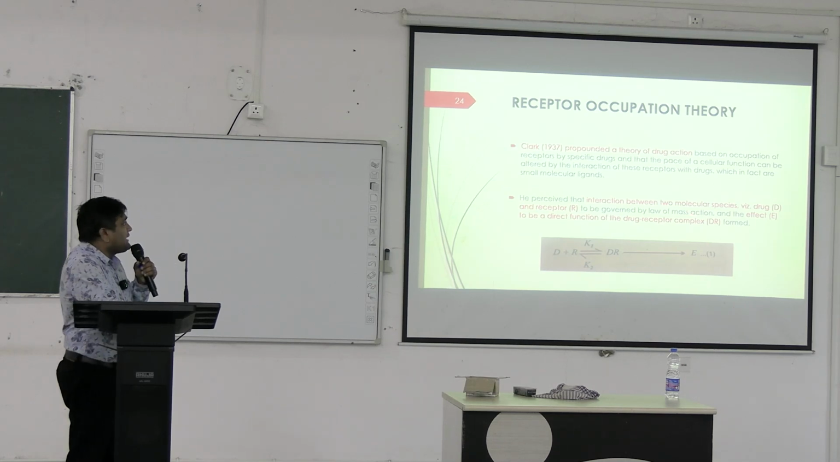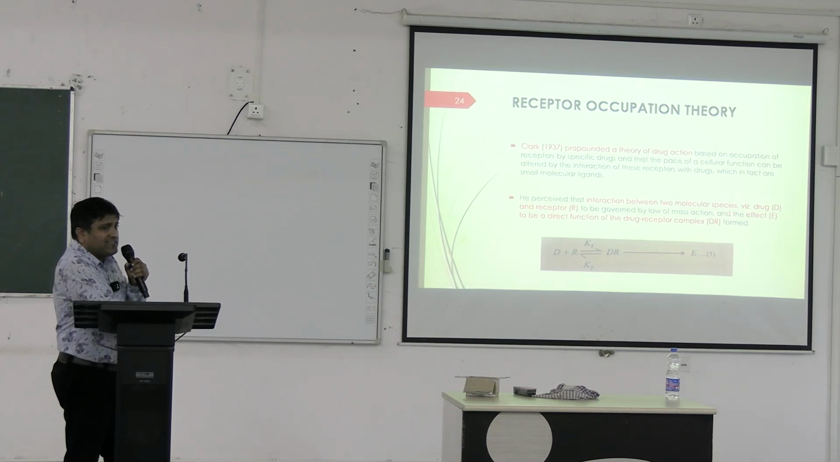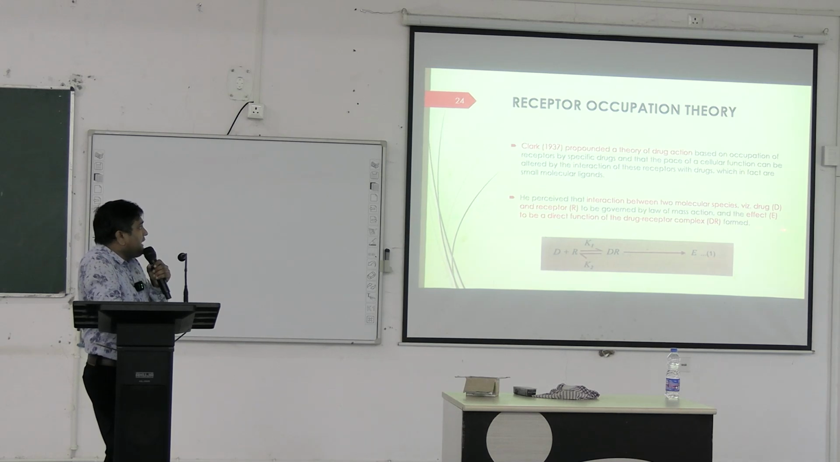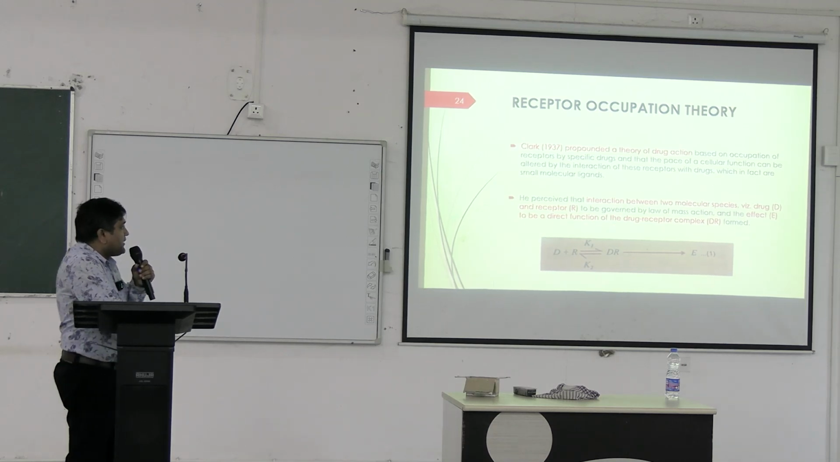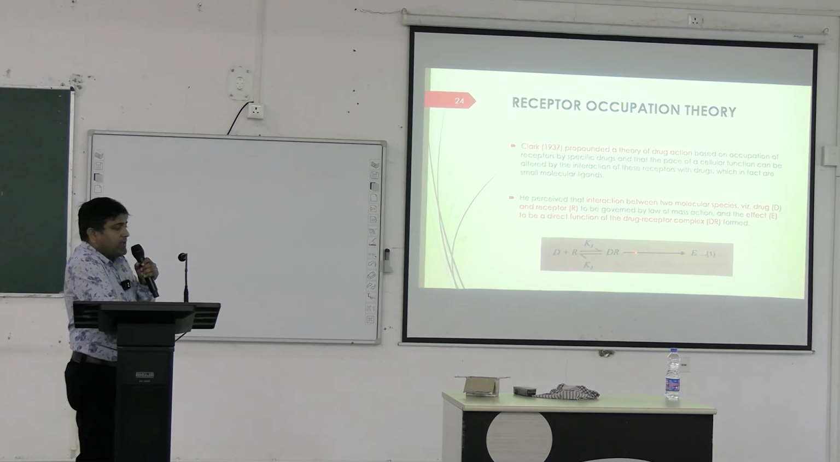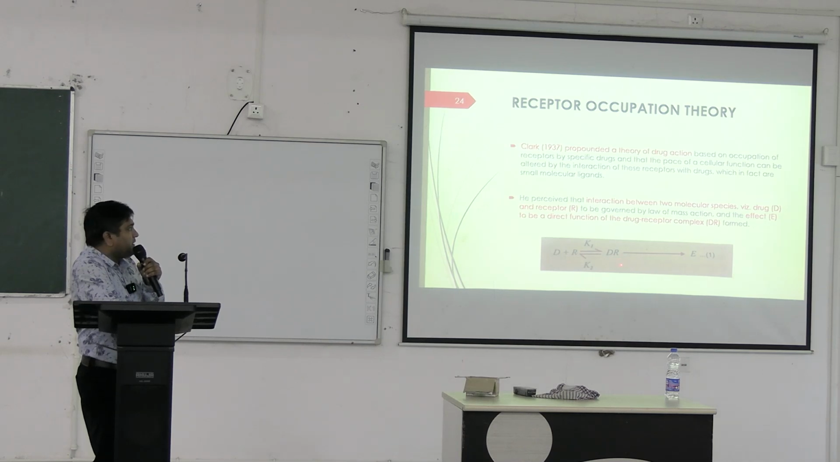What did he perceive basically? He saw that the interaction between two molecular species, that is the drug D and the receptor R, is governed by the law of mass action, and the effect E is a direct function of the drug receptor complex. This is the drug D, this is the receptor R, and they combine to form the drug receptor complex DR, and that is carrying out the effect.